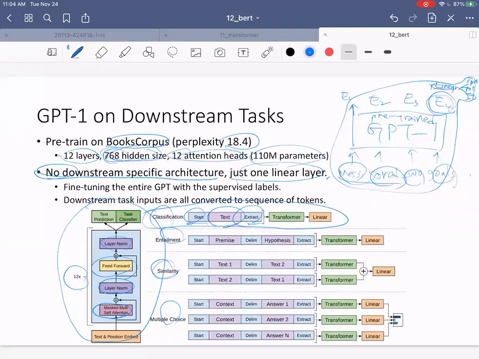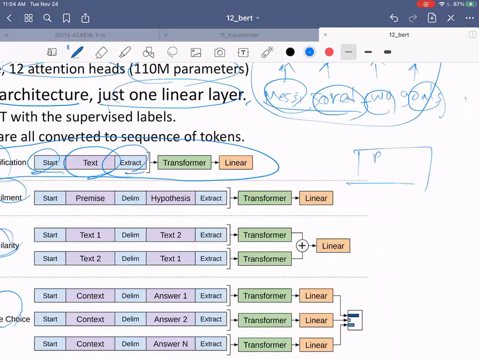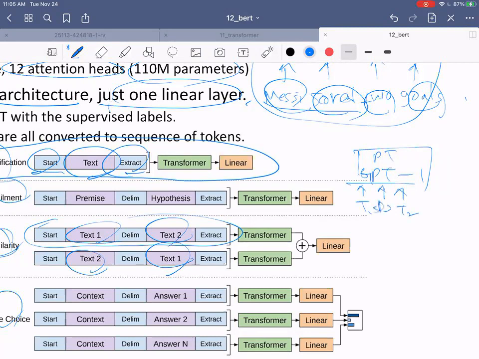If you're doing sentence similarity, then what you do is you have a pre-trained GPT-1. You put in two sentences. It's a text similarity classifier: given two sentences, how close are they? So you need to put two sentences into your GPT-1, text one and text two, separated by a specific delimiter. And actually there could be another way around, text two and text one.